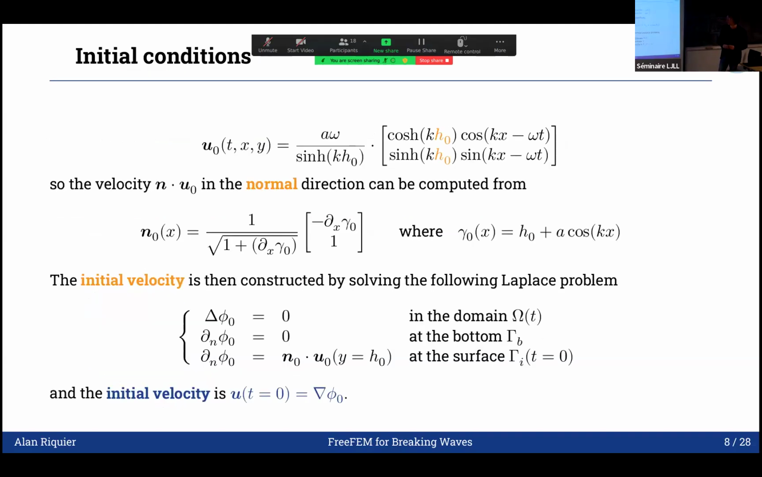The initial condition is basically a linear wave with a finite amplitude. So this is a well-known analytical solution of the equations, but out of its regime of validity, because it's supposed to be a very small amplitude solution, and I use it with a high amplitude, with A, which will be about 0.5 times the depth H0 of the fluid.